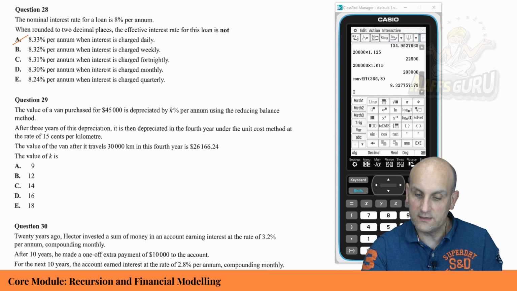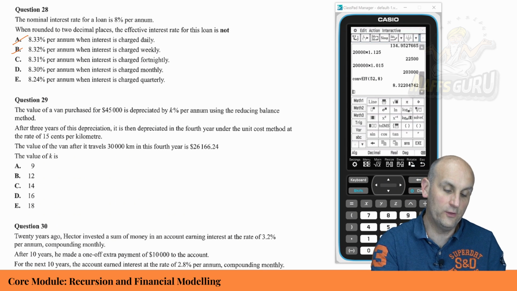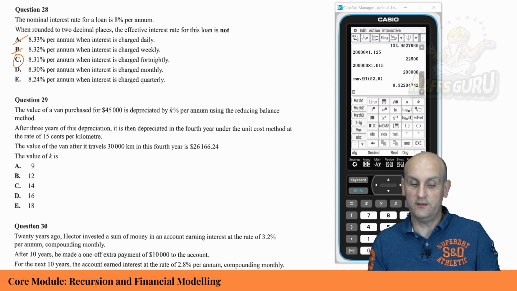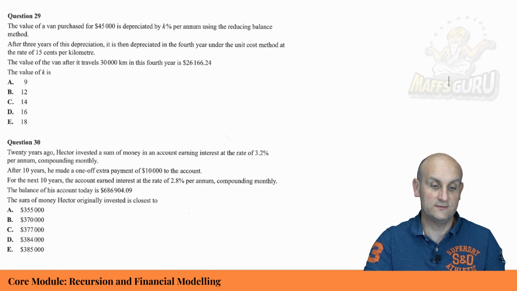And again, now I can just highlight these values here and change them to weekly. There's 52 weeks in a year, 8.32. Yep, not the one we're looking for. And actually, C worked out to be the correct answer. Using the calculator to make things easier for you is phenomenal.